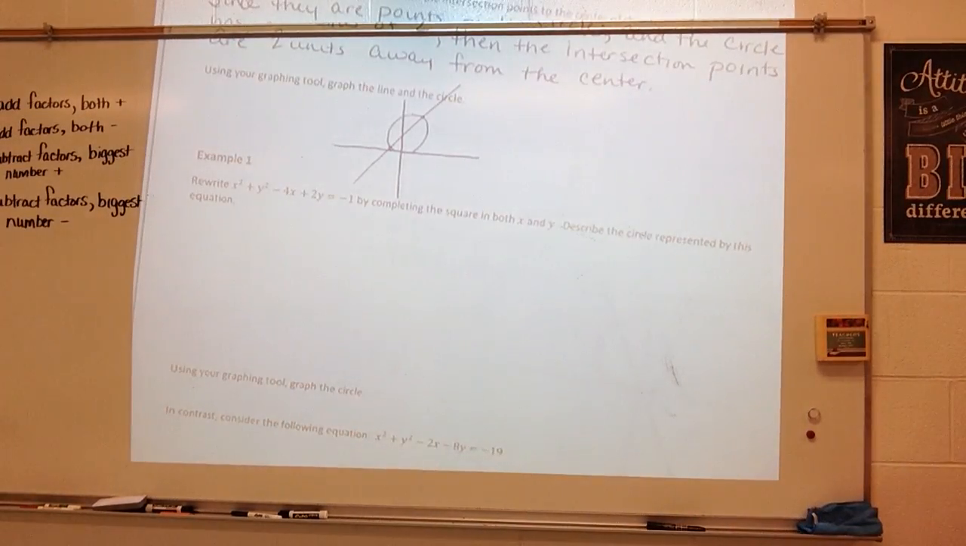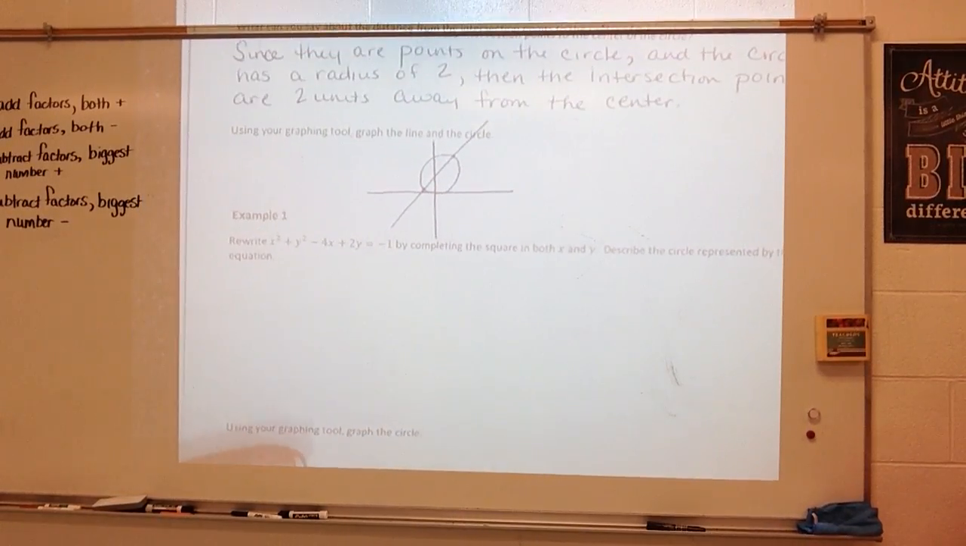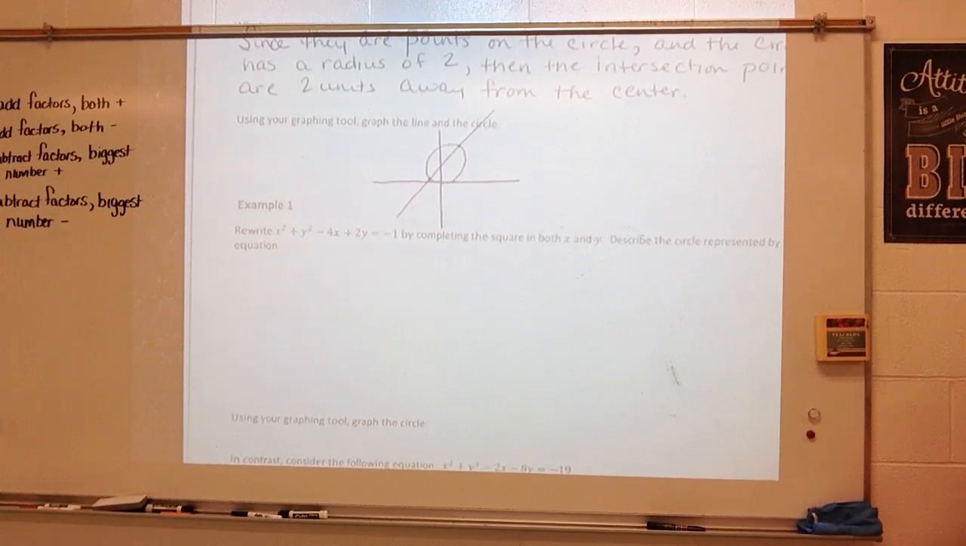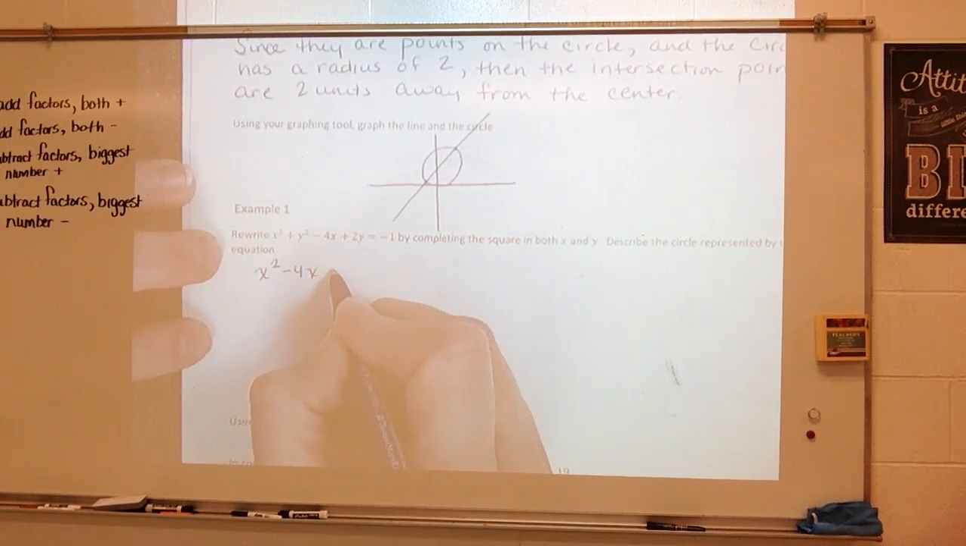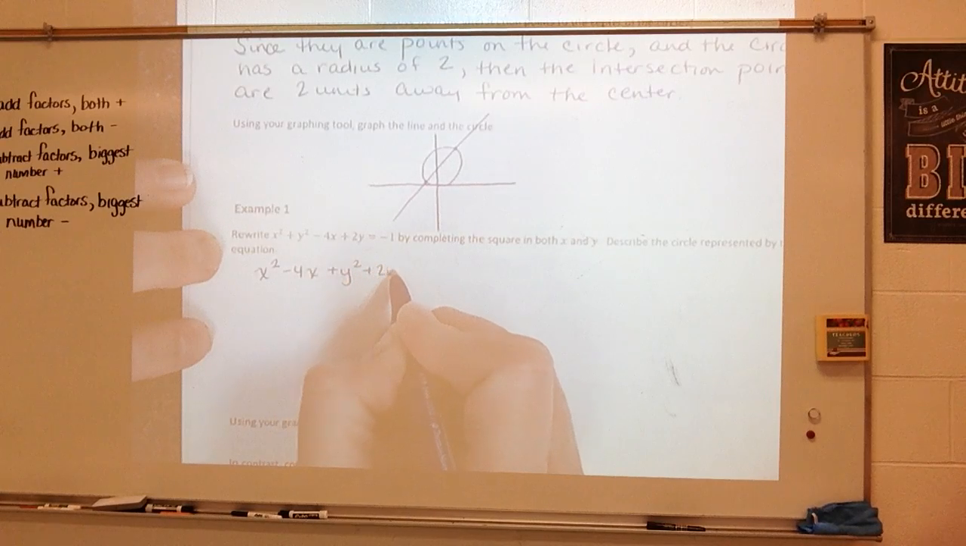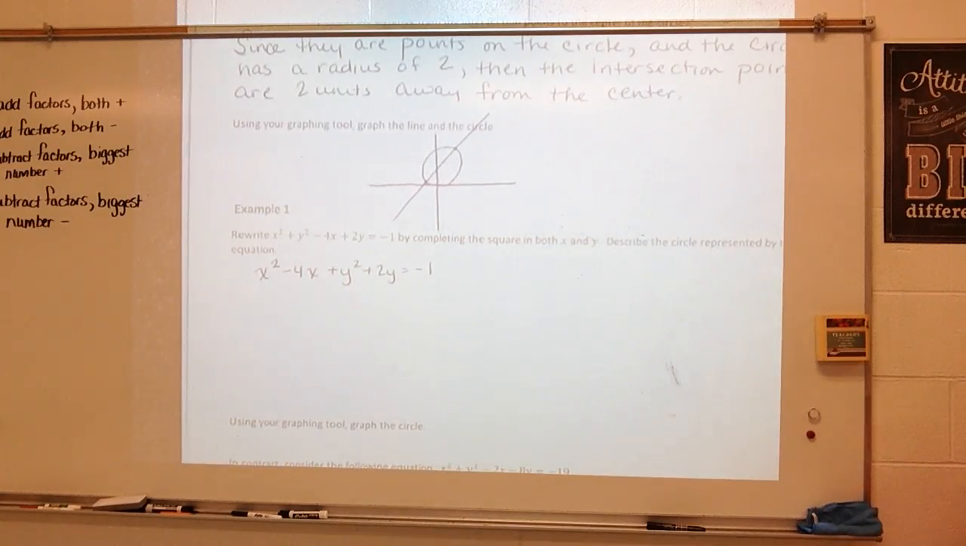Alright, example number 1. Rewrite x squared plus y squared minus 4x plus 2y is equal to negative 1 by completing the square in both x and y. Describe the circle represented by this equation. Alright, so the first thing we're going to do is rearrange it, and we need to put our x's together and our y's together. So we're going to rearrange this to x squared minus 4x plus y squared plus 2y is equal to negative 1. Alright?